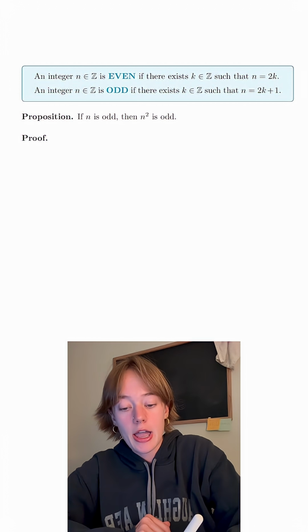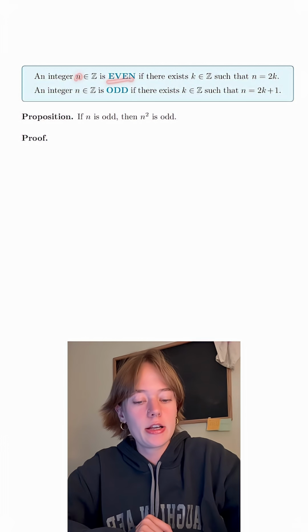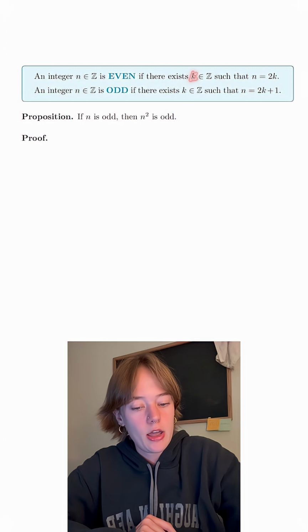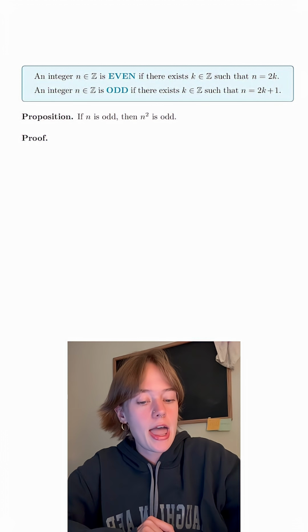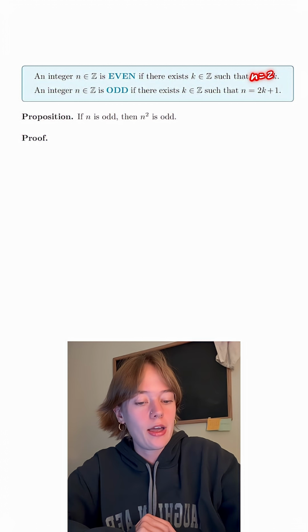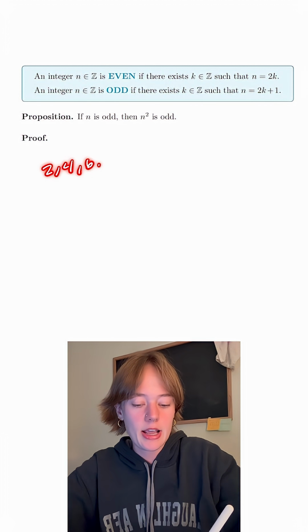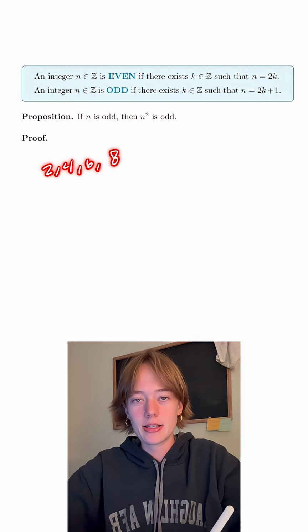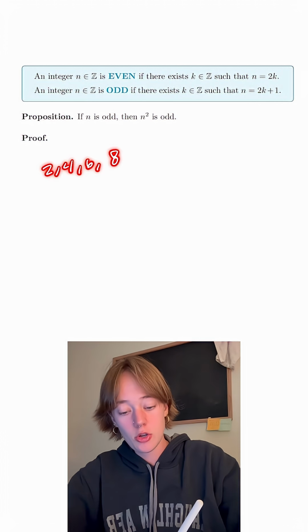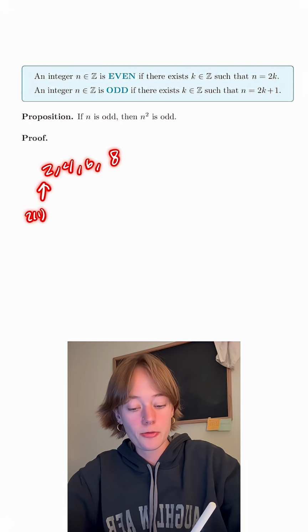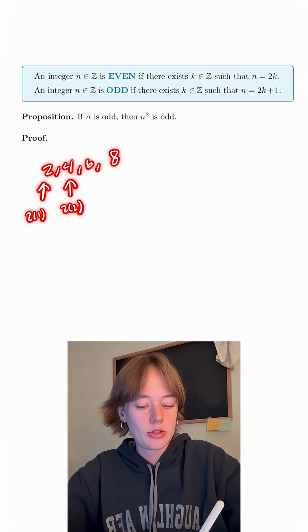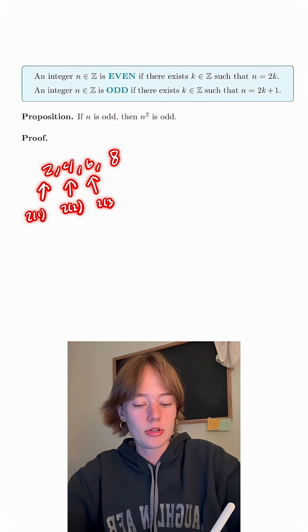So an integer n is defined as even if there exists an integer k, right, k within Z, such that n is equal to 2k. So just think about your even numbers, right? 2, 4, 6, 8. These can all be expressed as 2 times an integer. 2 is 2 times 1. 4 is 2 times 2. 6 is 2 times 3. You see what I mean?